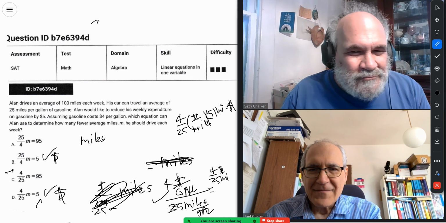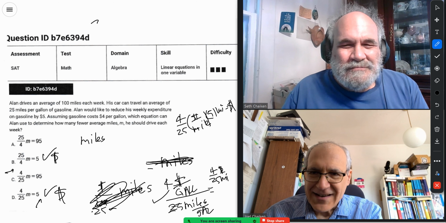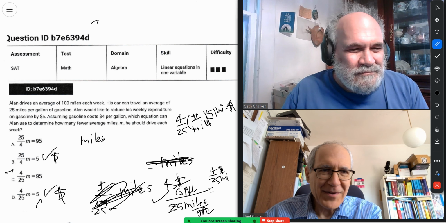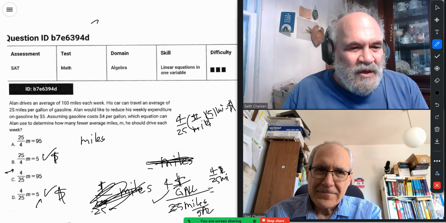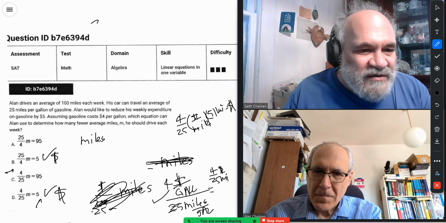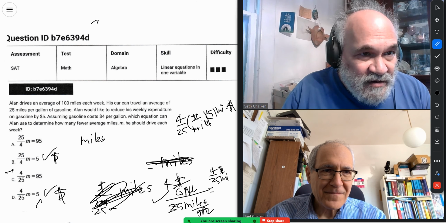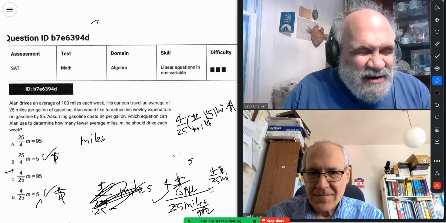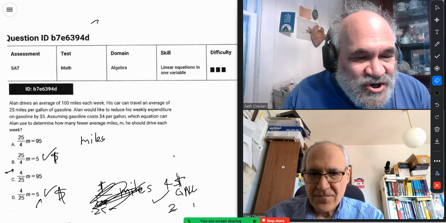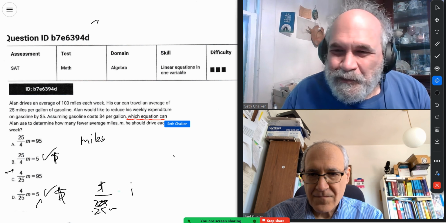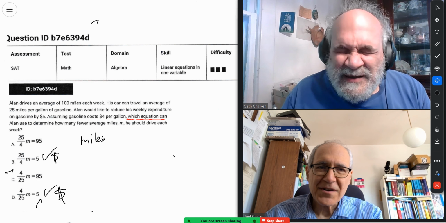I feel like this is the wrong way of doing it. You're not really thinking about the problem. Do you have a better way of doing it? I probably do too, if I spent more time on it. First of all, what do they ask? The question is asking for which equation. It's not asking for M.